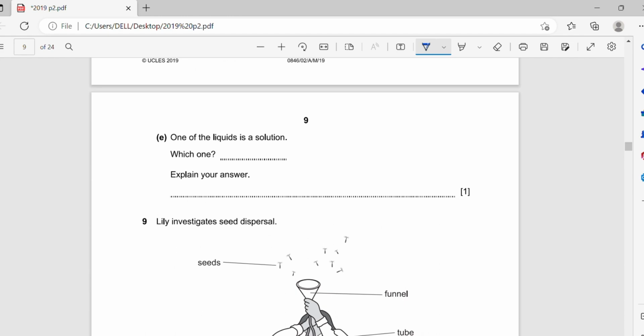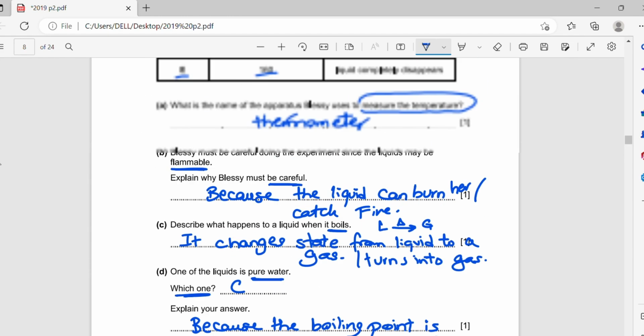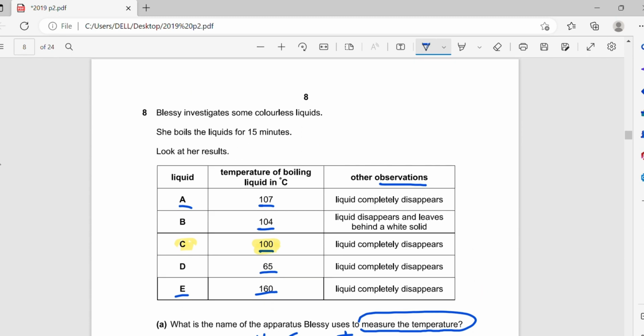One of the liquids is a solution. Which one? Explain your answer. طب نبص كده للobservations. هنا لما عملنا boiling لإيه؟ the liquid completely disappears. يبقى ده مش solution. طب B, liquid disappears and leaves behind a white solid. يبقى هو هنا ده كان solution.